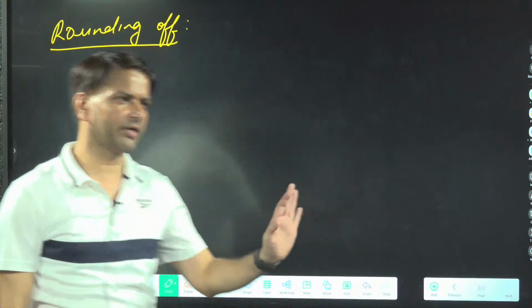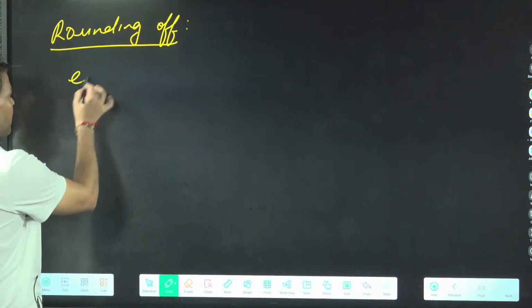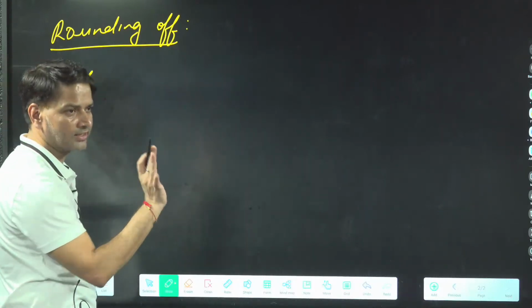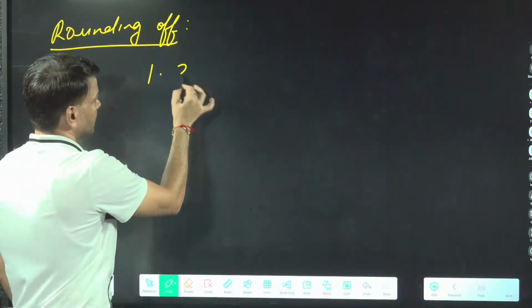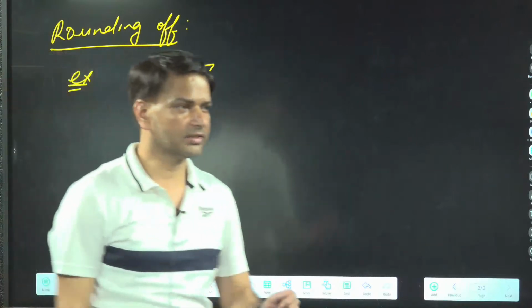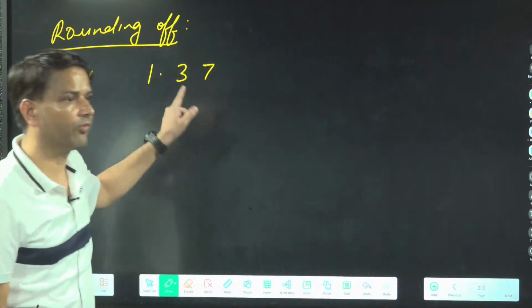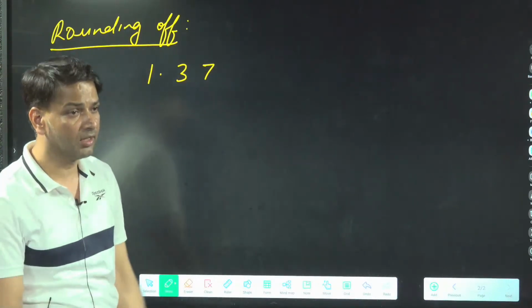So rounding off, we used it earlier also. Suppose, no need to write any data, just listen to the examples. Suppose I am asking 1.37. I want to write this up to the decimal one place only. It has two decimal places, and I want to write it up to one decimal place.